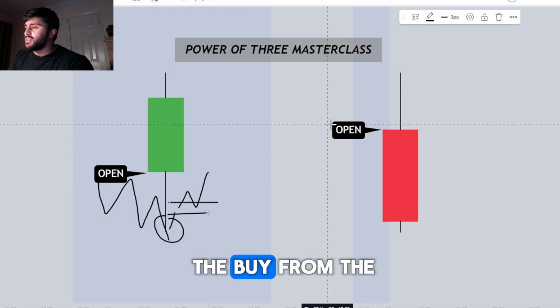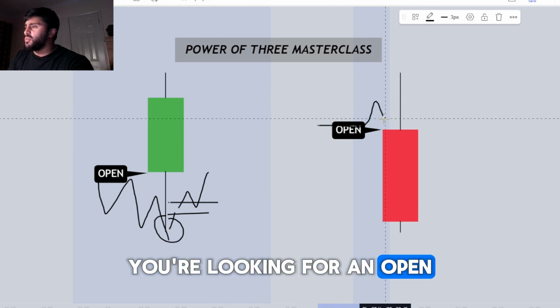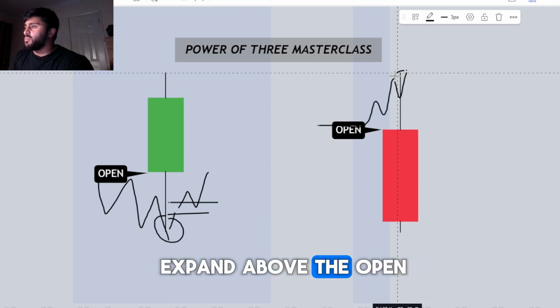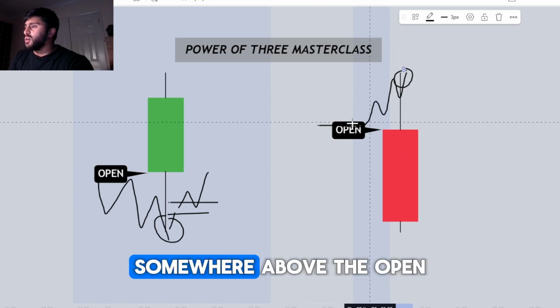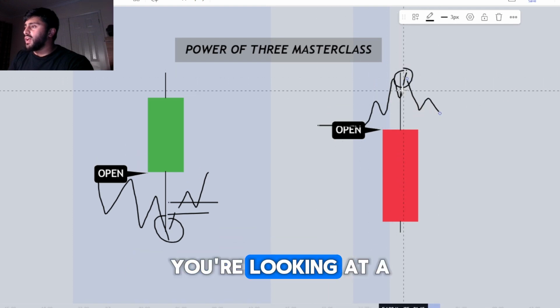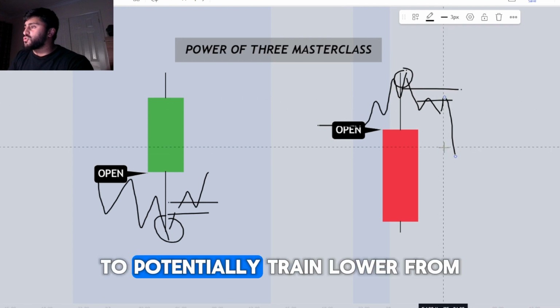Just like this from the sell side point, you're looking for an open, you want to see price expand above the open, you're looking for the high of the day somewhere above the open, and then from here you're looking at a fair value gap to potentially trade lower from.